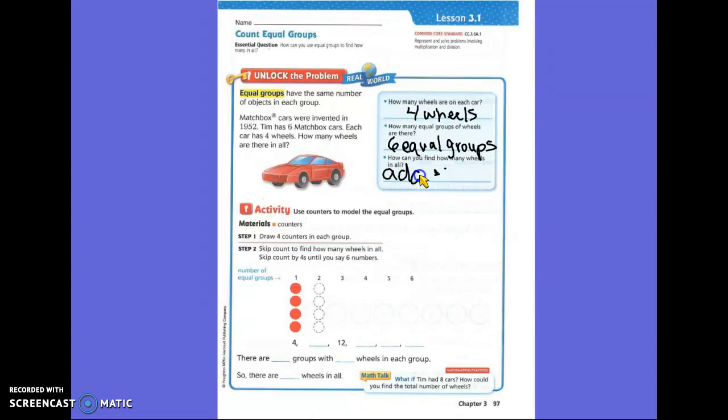All right, add 4 6 times, or skip count by 4. Add 4 6 times or skip count by 4 6 times. You just choose one of those to write. You don't have to write both.